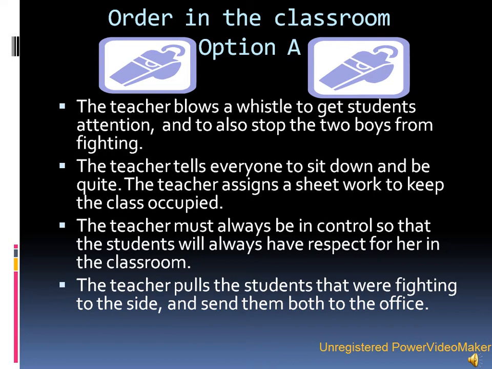Option A, order in the classroom. The teacher blows a whistle to get students' attention and to also stop the 2 boys from fighting. The teacher tells everyone to sit down and be quiet. The teacher assigns a sheet work to keep the class occupied. The teacher must always be in control so that the students would always have respect for her in the classroom. The teacher pulls the students that were fighting to the side and sends them both to the office.